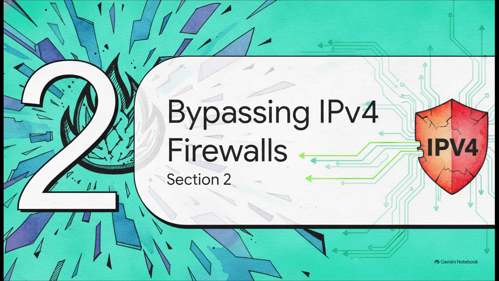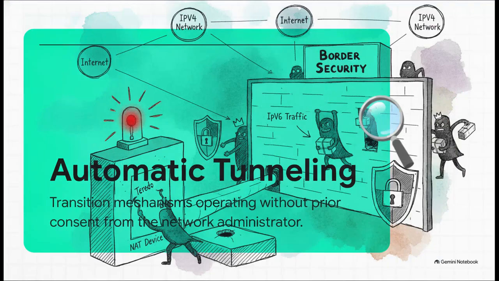Moving right along to Section 2, bypassing the IPv4 firewall. You might be wondering, how exactly are these packets sneaking past a multi-million-dollar security perimeter? Well, the answer comes down to transition technologies. Think of these like digital smugglers. We have these automatic tunneling mechanisms that operate without any prior consent or action from the user or the network admin. What they do is take unauthorized IPv6 traffic, wrap it up inside standard IPv4 packets, and just sneak it right past your border security.